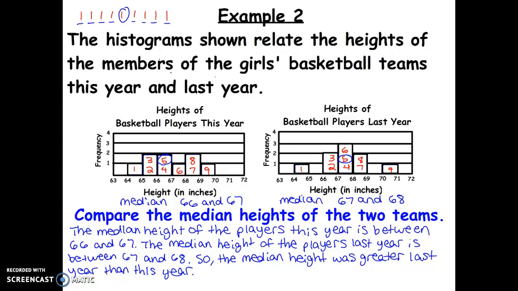So if we want to make just a general statement, we can say that the girls last year were taller than the girls this year, but you do want to be careful making those general statements.